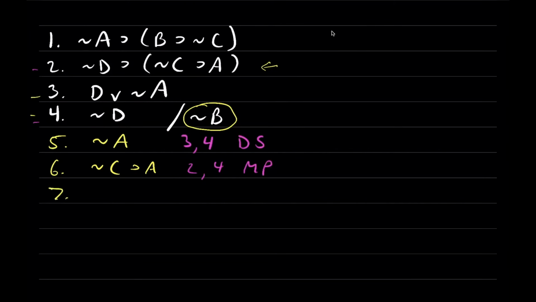Okay, line 7. Notice now that we have the antecedent of that conditional in line 1. Line 1 says, if not A, then B implies not C. 5 says that not A is actually the case, so we get B implies not C. That would follow from line 1 and line 4 by modus ponens.